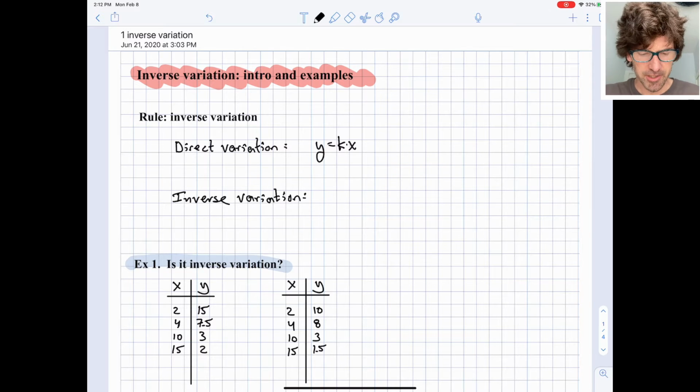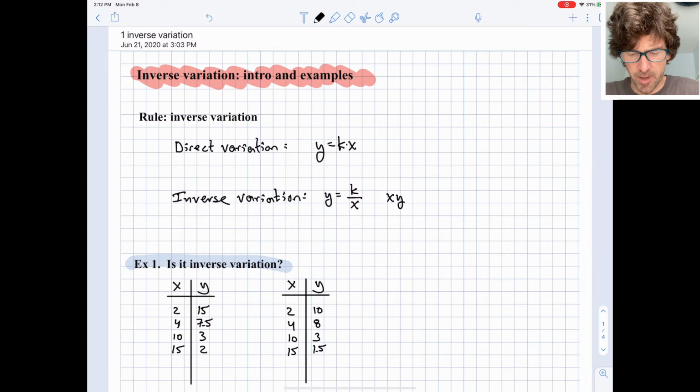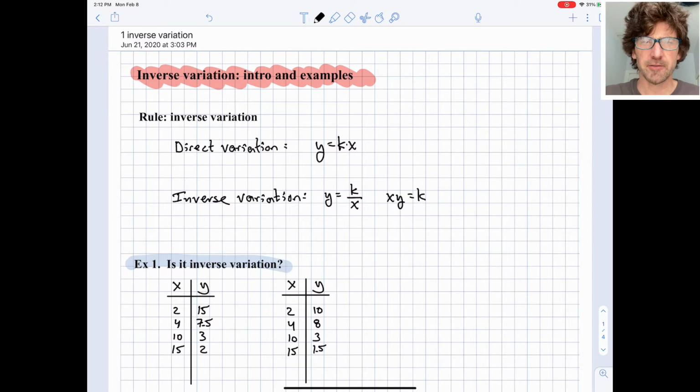Inverse variation, in contrast, we can say that y varies inversely with x. We can say something like this: y is equal to k over x. We could also say that x times y is equal to k if we were to solve for k. What that really means, when we have things that are inversely linked, is that if one variable increases, the other variable will decrease. So as x goes up, y would go down, and vice versa. I think of these as sort of like a seesaw. As one goes up, the other goes down.